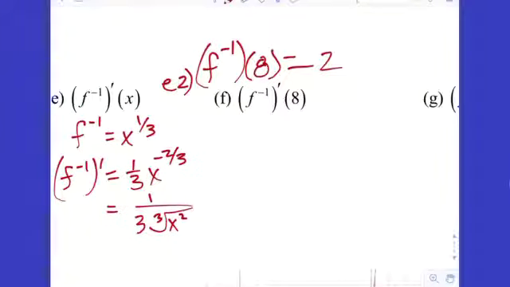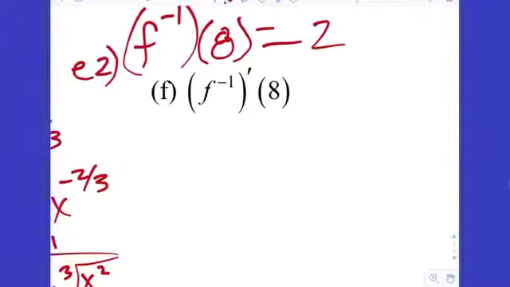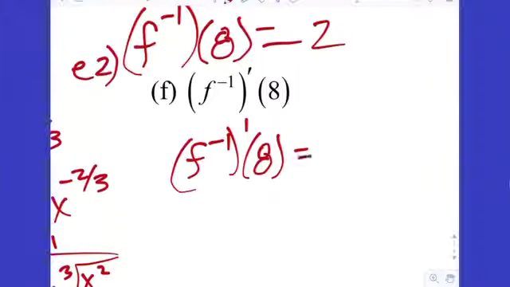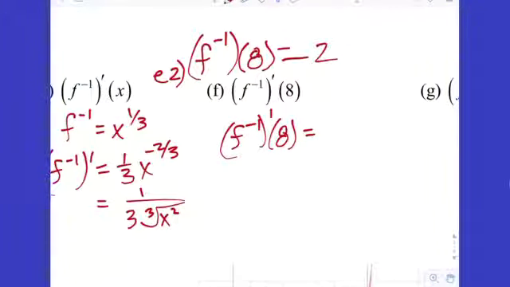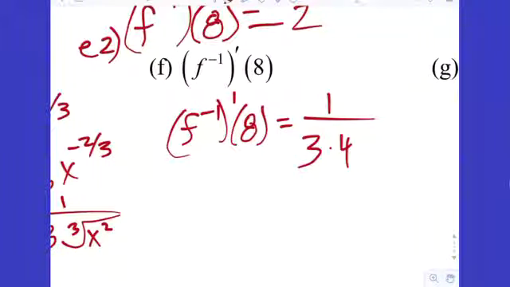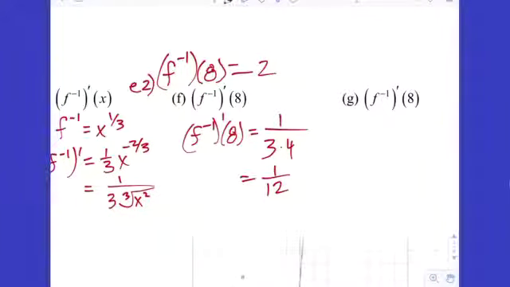So now, since I have the derivative of the inverse equation, I could take the derivative of the inverse at its input 8. So f inverse prime of 8, if I plug it into there, I get 1/3. And remember, you probably want to take the cube root of 8 first instead of squaring it. The cube root of 8 is 2. 2 squared is 4. So I get 1/3 times 4, which is 1/12.